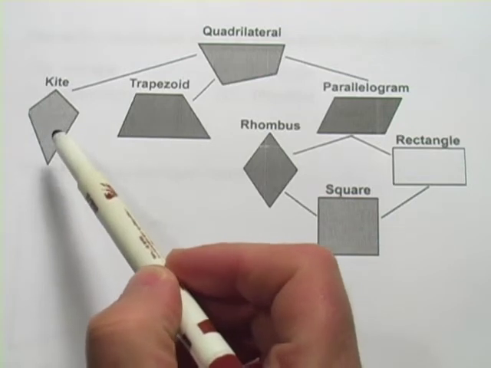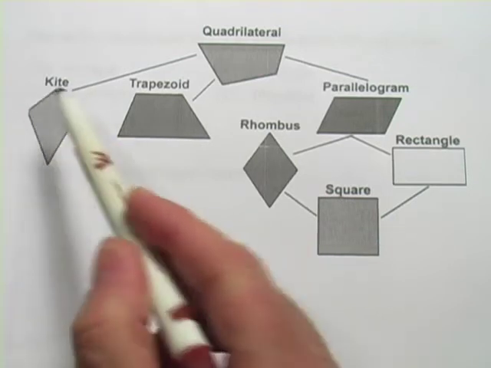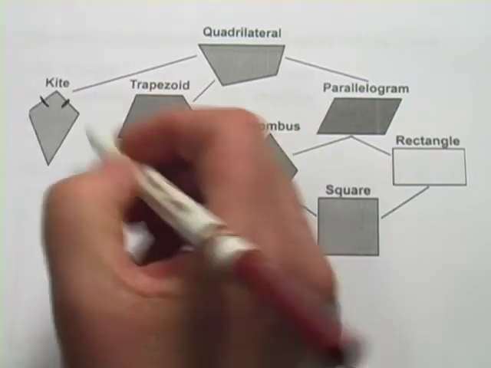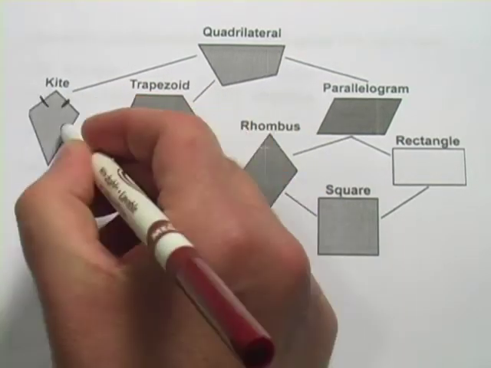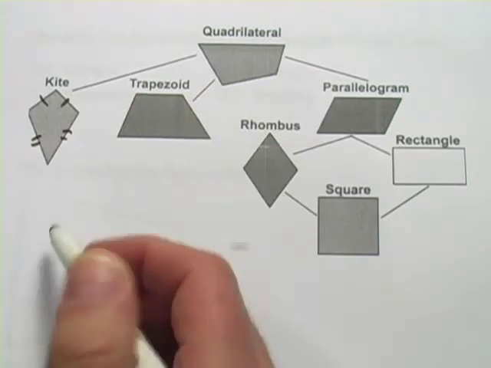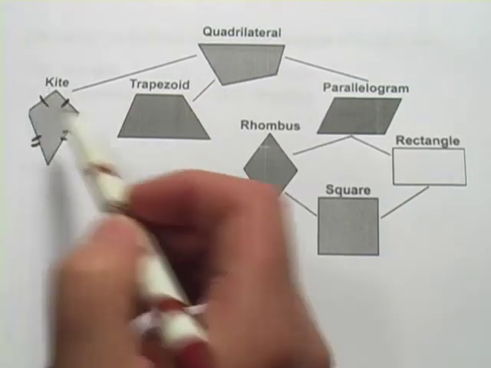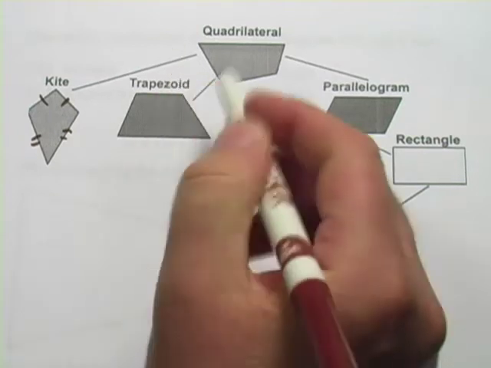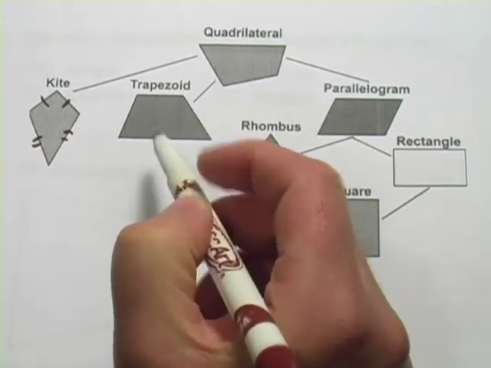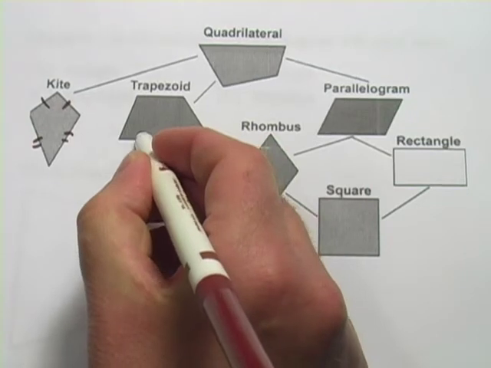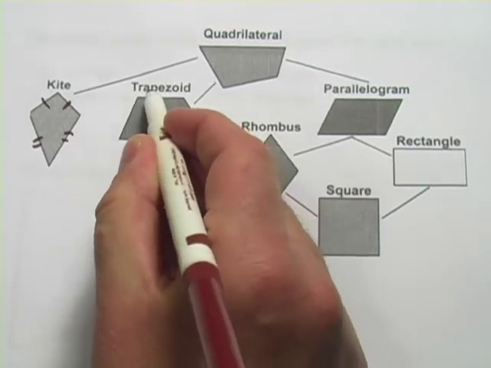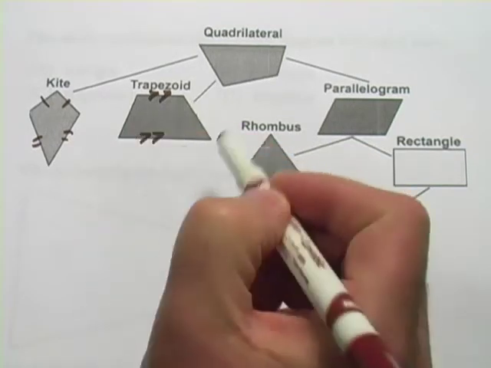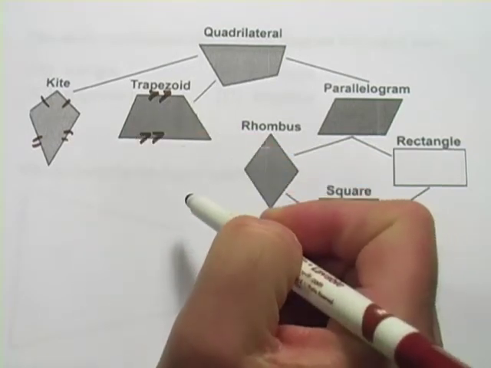Let's look at some of the branches of this family. Here we have the kite branch of the family, and a kite is an interesting quadrilateral. It's got four sides, and then it's got two sets of sides that are the same length. So these two are the same length, these two are the same length, and the sides that are the same length touch each other. And that's what gives you that kite shape. Here, this branch is called the trapezoid, and a trapezoid has two sides that are parallel and two sides that are not parallel, and that's what gives you that trapezoid shape.